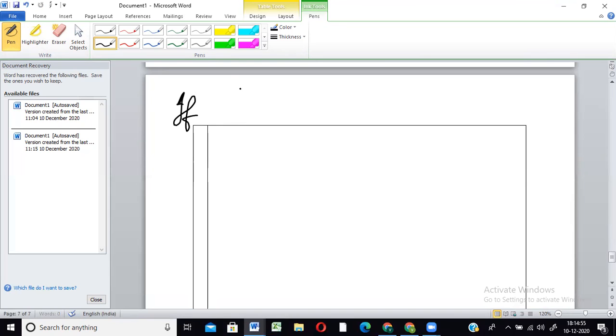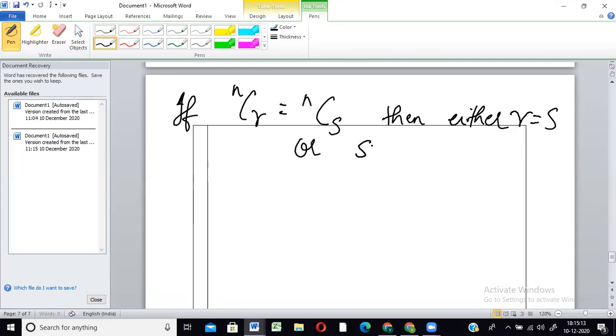Suppose we have NCR equal to NCS. Then either R will be equal to S, or else S will be equal to N minus R. So N is the total number of objects, and from here we are selecting R number of objects, and here from N we are selecting S number of objects.